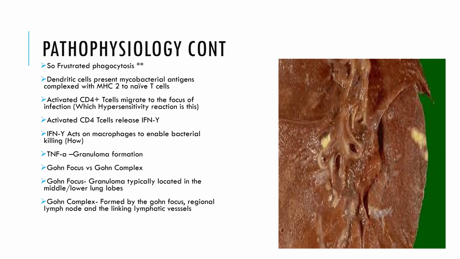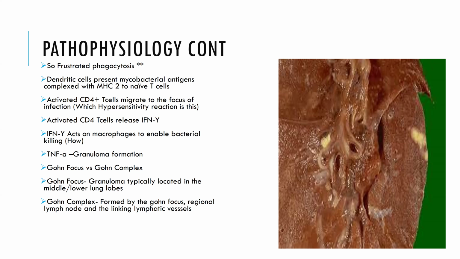This one you have to know how. It's a good read, and these are the things that will help you make sense of TB. TNF alpha is very much involved in granuloma formation. Then you have the Ghon focus and the Ghon complex. The Ghon focus is a granuloma that is typically located in the middle or lower lung lobes, while the Ghon complex is formed by the Ghon focus, the regional lymph node, and the linking lymphatic vessels. Very important to know.